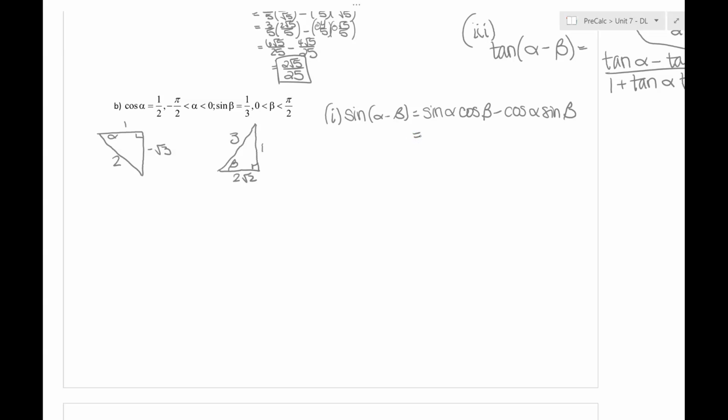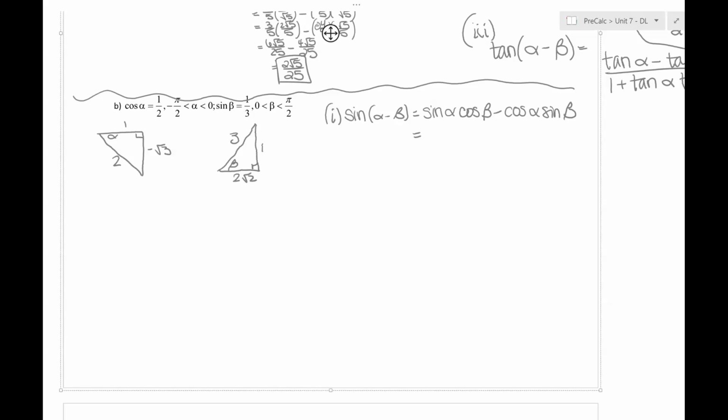The sine of alpha for this, because we're not up at that example anymore. Okay, don't think about that one anymore. We're now down at these triangles. So the sine of alpha is negative rad 3 over 2. The cosine of beta is 2 rad 2 over 3, cosine of alpha is 1/2, and the sine of beta is 1/3. Just taking it from the triangles that we already drew from the given information.